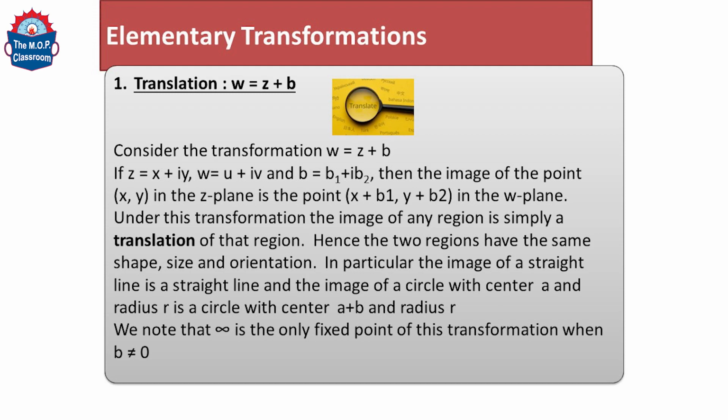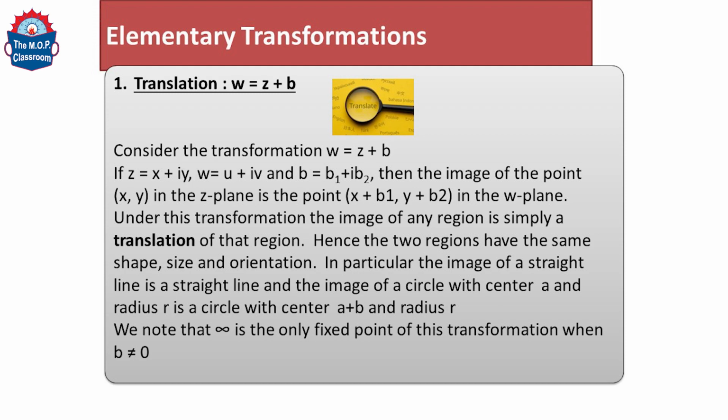Now, as usual, what is w? w is here equal to z plus b. So, we assume z equal to x plus iy, w equal to u plus iv, and similarly b is nothing but the complex number b1 plus ib2. Then the image of the point x, y in the z plane is represented by x plus b1, y plus b2 in the w plane. Under this transformation, the image of any region is simply a translation. What do you mean by translation? It has the same shape, size and orientation.